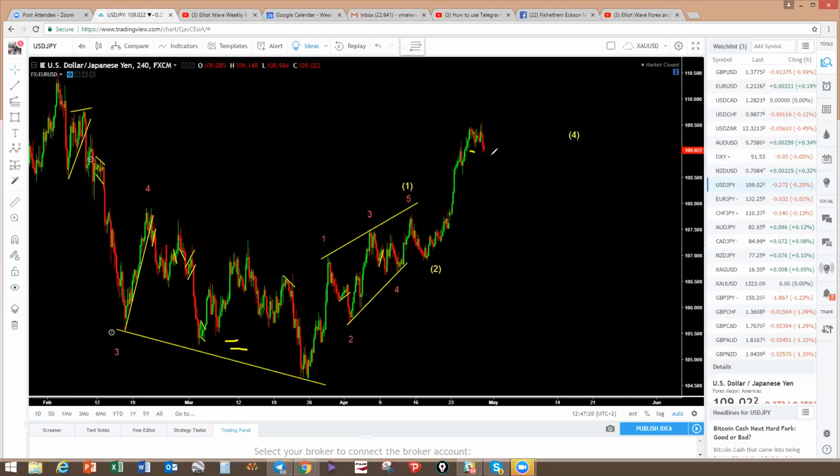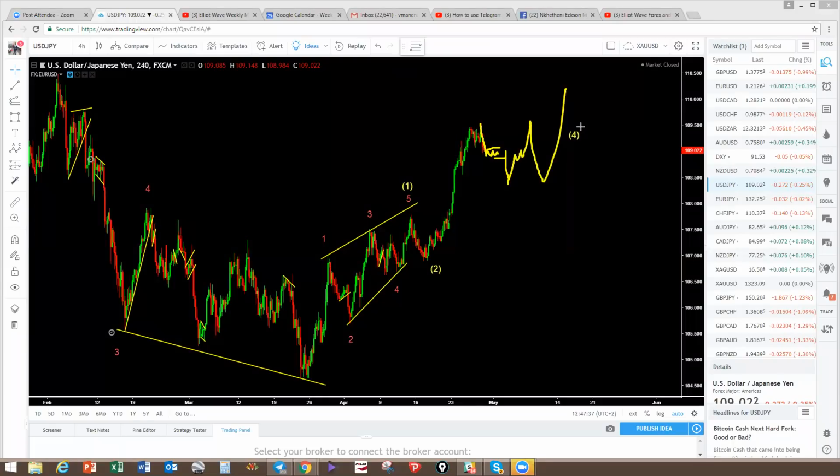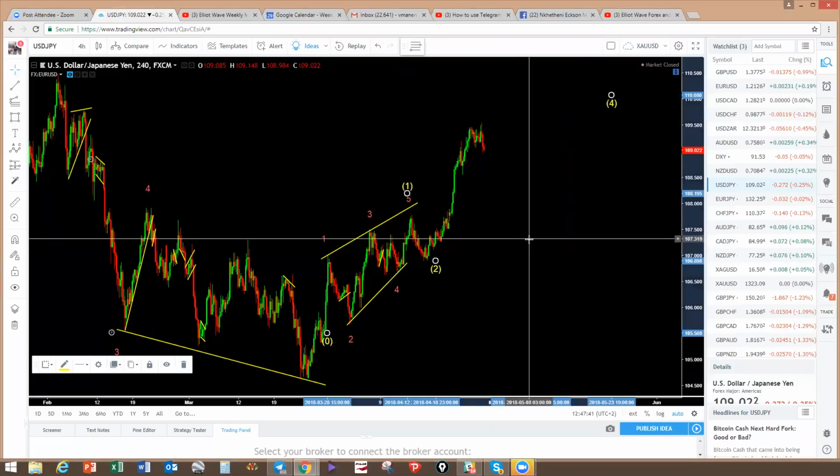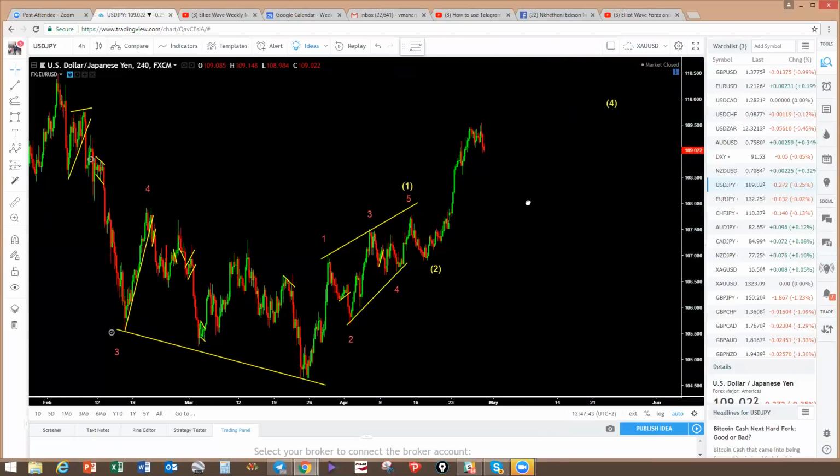Okay, so now we're looking for this to go for a yellow wave 3. So any correction here, we'll keep an eye on it for a move up. So let's keep an eye. This correction may do something like this first before it goes. Either way, we are looking for upside on this one. All right, so that's US dollar JPY.